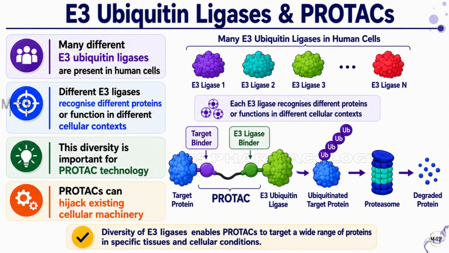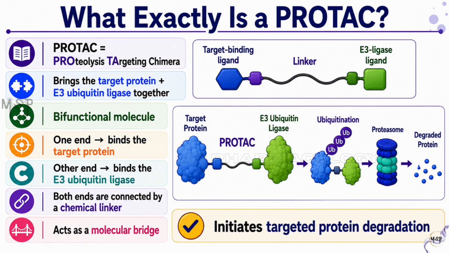Human cells have many different E3 ubiquitin ligases, and they recognize different proteins or operate in different cellular contexts. This diversity is extremely important for PROTAC technology because PROTACs can hijack this existing cellular machinery. Now let's see how. PROTAC stands for Proteolysis TArgeting Chimera. Unlike a conventional drug, which often works by binding to a protein and blocking its activity, a PROTAC is designed to bring a target protein together with an E3 ubiquitin ligase.